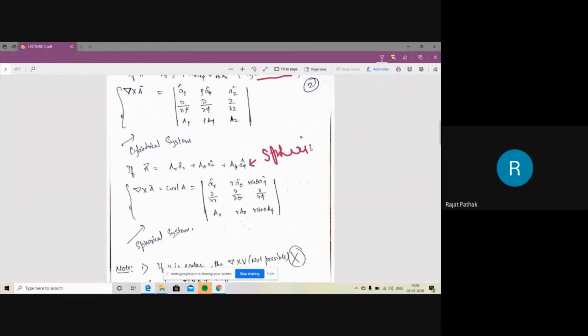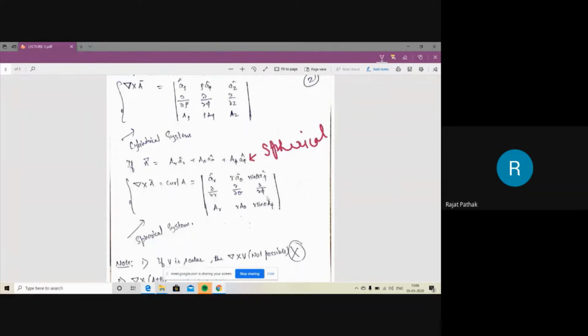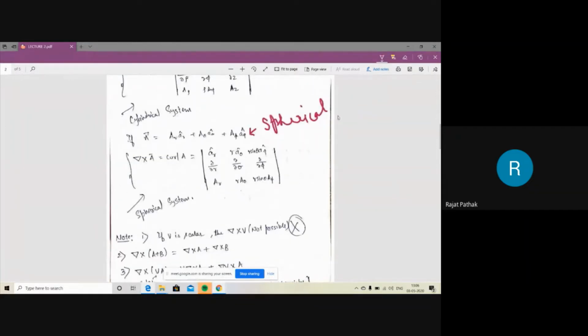It is given in the spherical coordinate system, this vector. So if we want to calculate the curl of this vector, then del cross A is equal to curl of A. Again the determinant: a_r unit vector, r a_theta unit vector, r sin theta a_phi unit vector, dou by dou r, dou by dou theta, and dou by dou phi, then A_r, r A_theta, r sin theta A_phi. So this is the formula to calculate the curl of A when the vector is given in the spherical coordinate system.